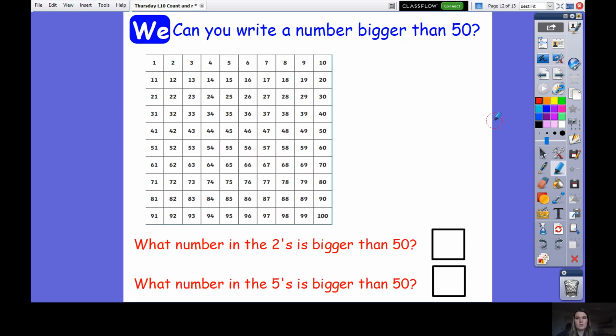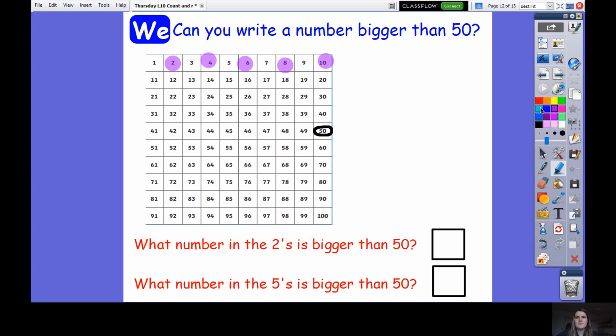Okay, your go. I want you to come up with 2 numbers. I want a number bigger than 50 in your 2s and a number bigger than 50 in your 5s. Do you think you can do it? I think you can do it. Remember, what can we do at the top to help us? We could find the first set of our 2s. Okay, what are they? 2, 4, 6, 8, 10.